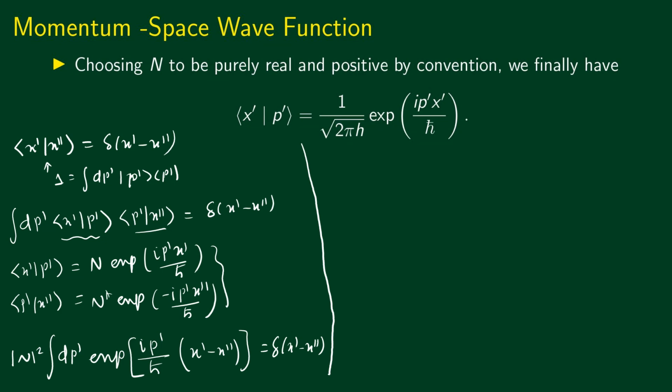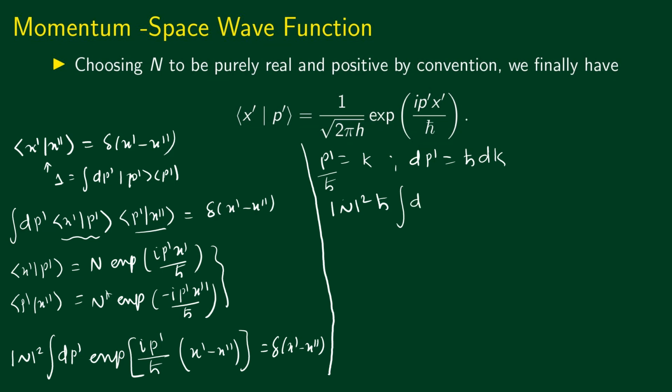Now you might have studied the integral representations of a Dirac delta function. We see that this looks like the integral representation of the Dirac delta function, except for some problems here. So we can make a substitution. We'll write p prime divided by h bar as a new variable k. This means that dp prime will be written as h bar dk. So if I make this substitution, the relation becomes modulus N squared, this h bar, dp prime is substituted with h bar dk. So this becomes modulus N squared h bar integral.